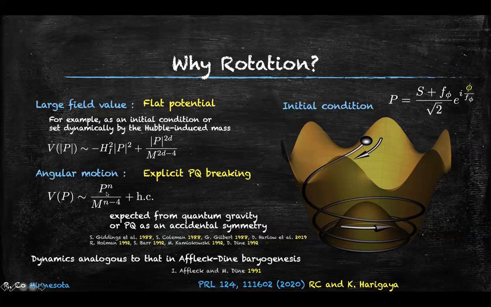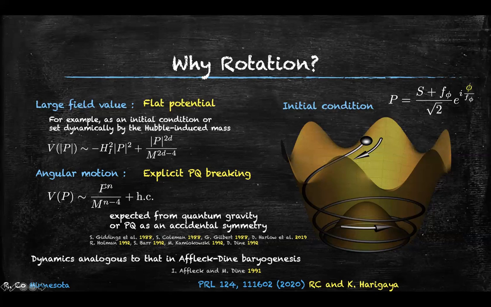It is expected because a conjecture in quantum gravity says that the global U(1) symmetry is not respected in quantum gravity. In that case, you can think of the PQ symmetry as arising as an accidental symmetry. In other words, we expect to have higher dimensional operators suppressed by the cutoff scale of the theory. Even if it is raised to a high power, it is still expected to be present.